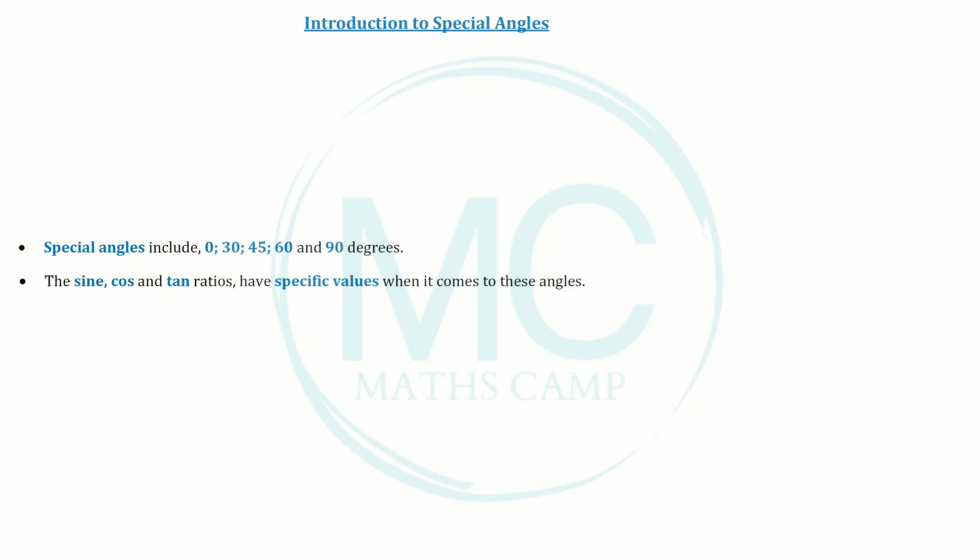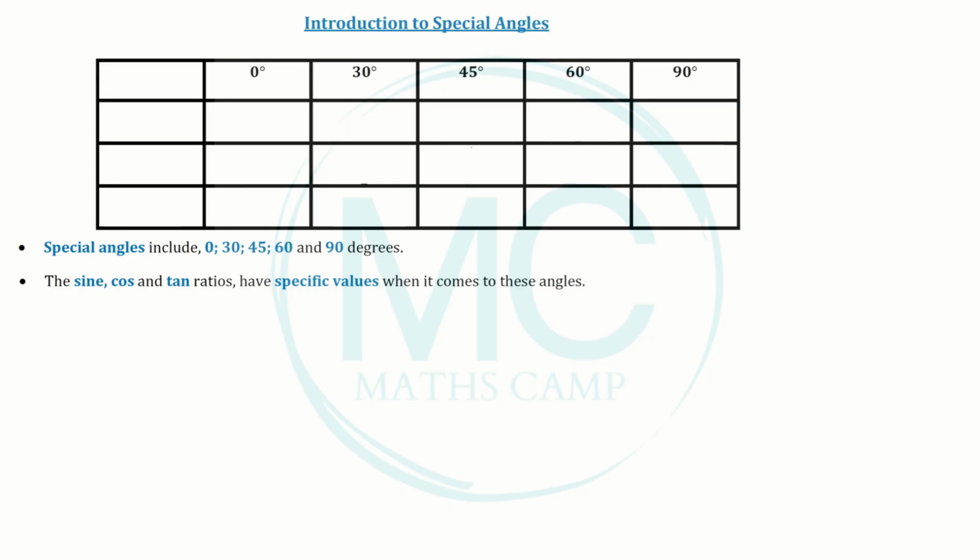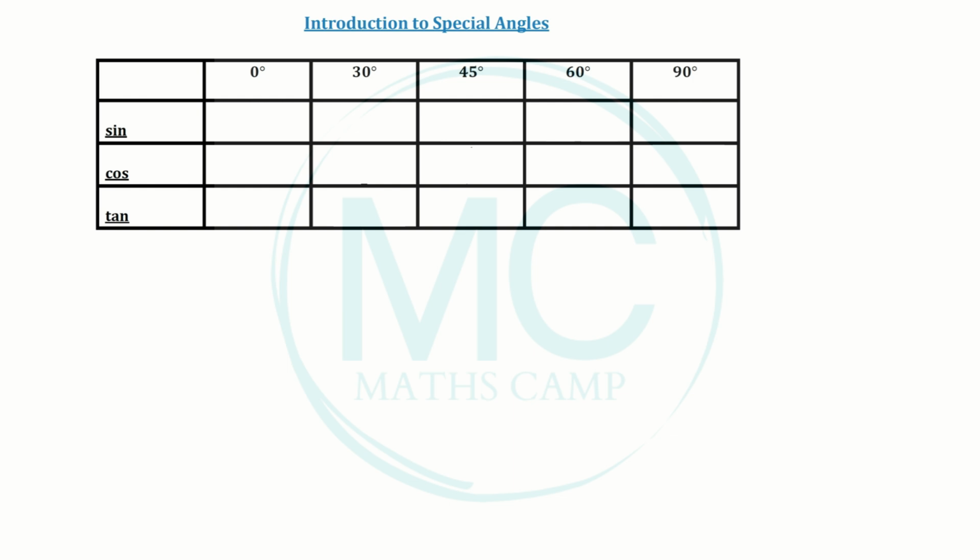In this video, I'd like to look at how we find the values for special angles. Let's put our table in here, and we can include sine, cos, and tan. We use right angle triangles and the Cartesian plane to prove the values of these special angles. Let's make some space and start by drawing a right angle triangle.